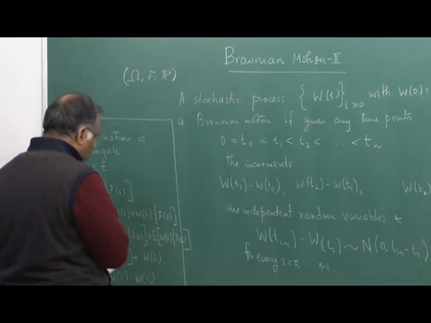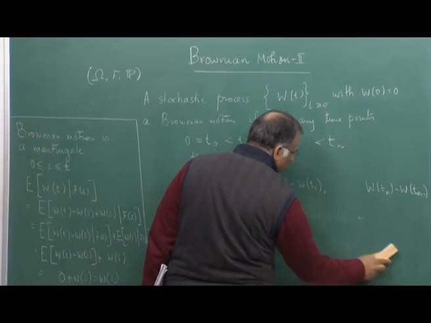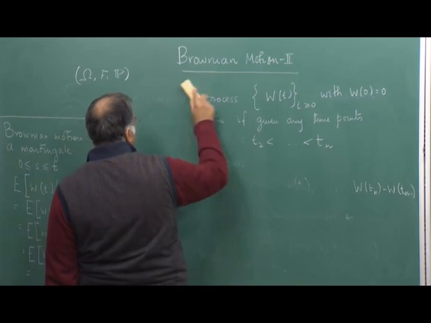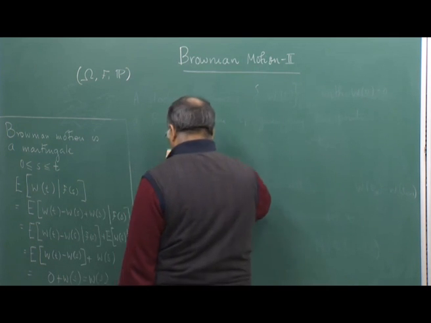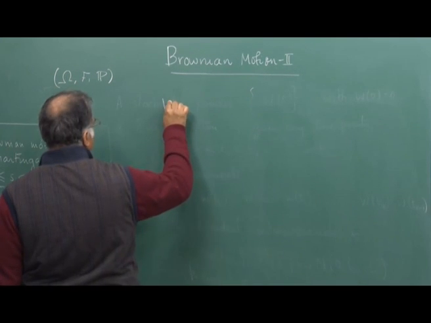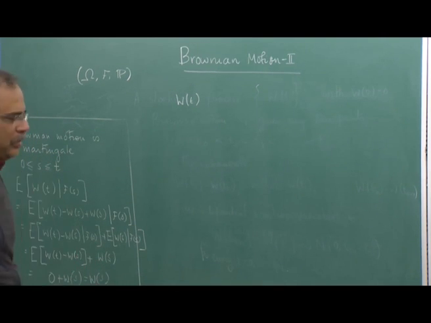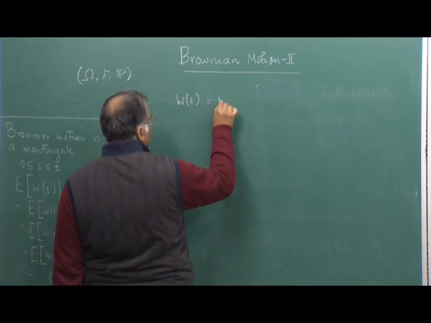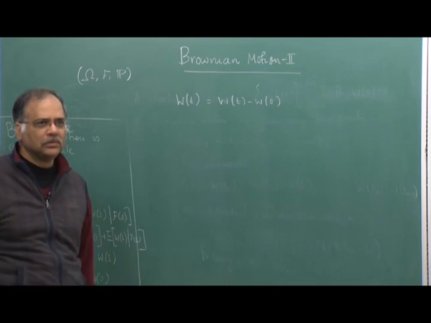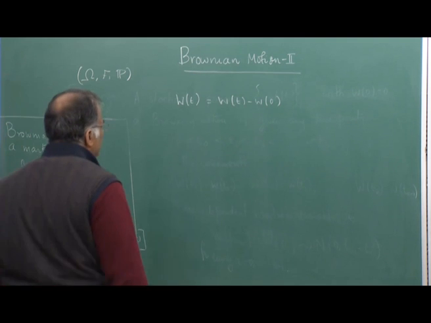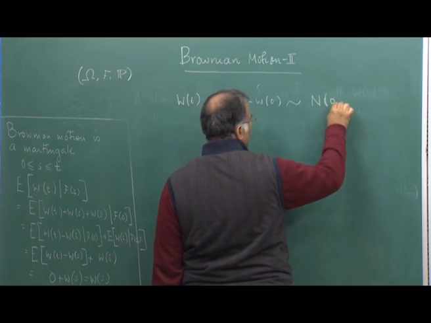Now, we will talk about how to compute the joint probability of a Brownian motion at certain given time points. If you take Wt at any t, what is the distribution of this random variable? Wt can always be written as Wt minus W0, and this has normal distribution 0, t.